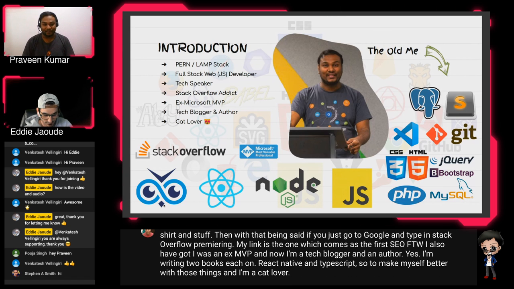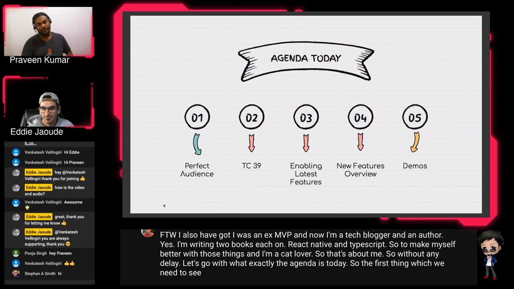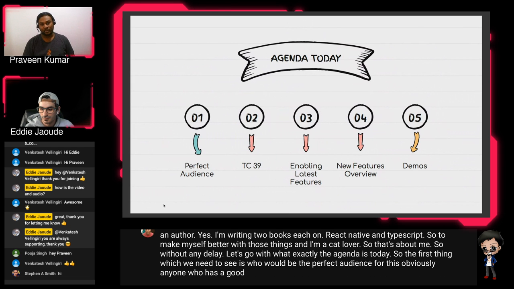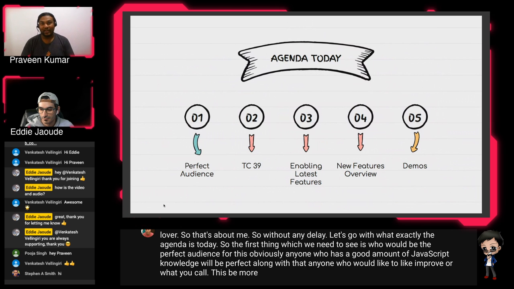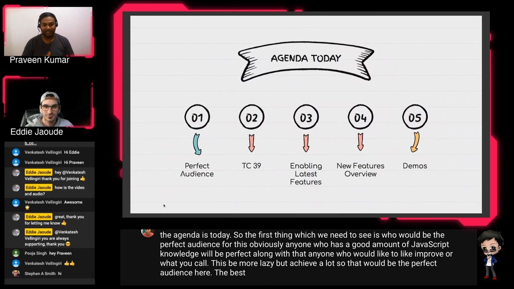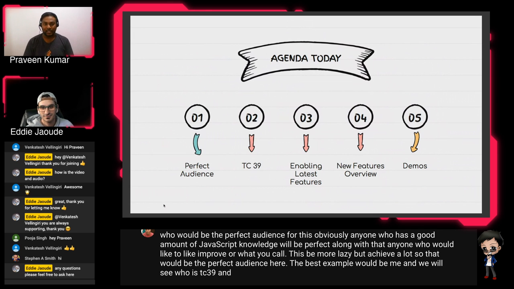So that's about me. So without any delay, let's go with what exactly the agenda is today. The first thing which we need to see is who would be the perfect audience for this. Obviously, anyone who has a good amount of JavaScript knowledge will be perfect. Along with that, anyone who would like to improve or be more lazy but achieve a lot. So that would be the perfect audience. Yeah. The best example would be me. And we will see who is TC39 and why that particular entity is important.